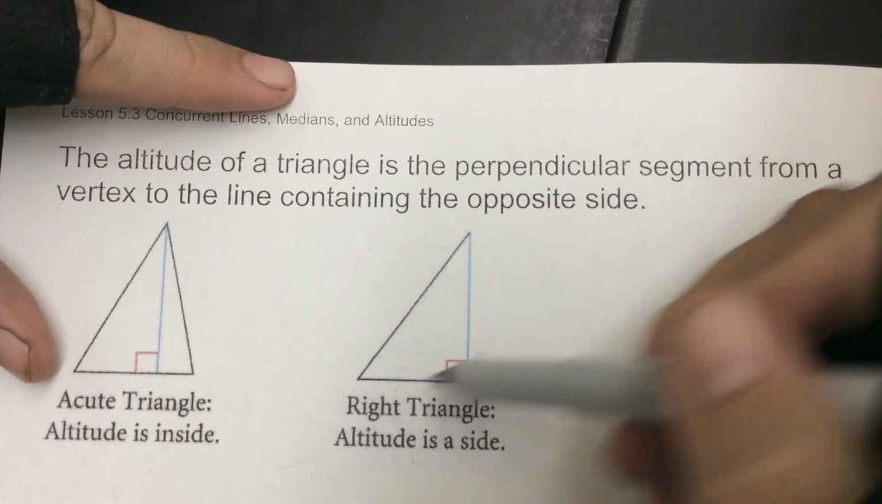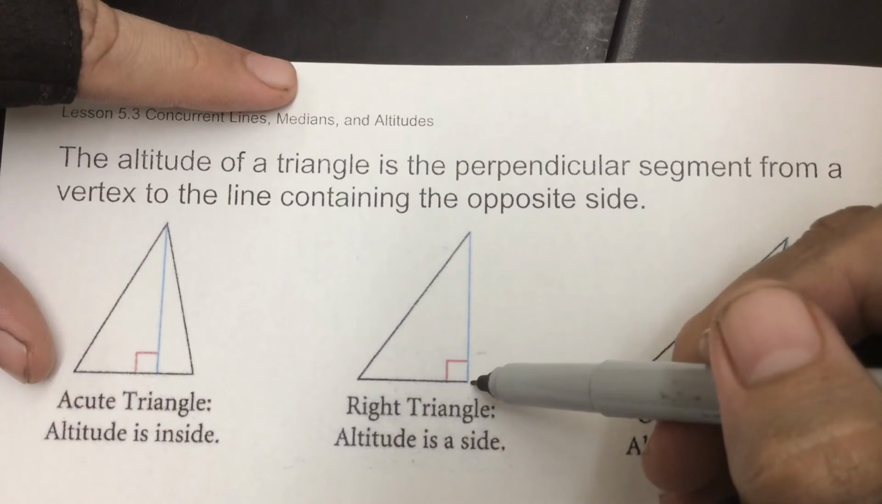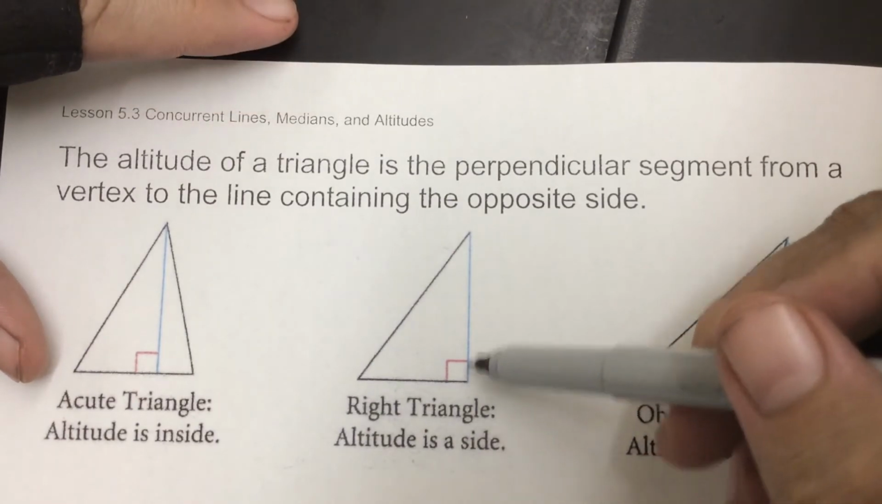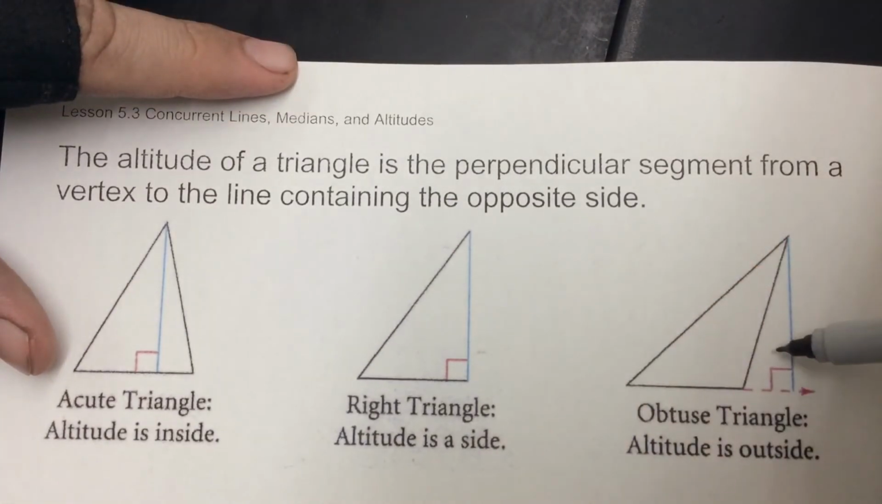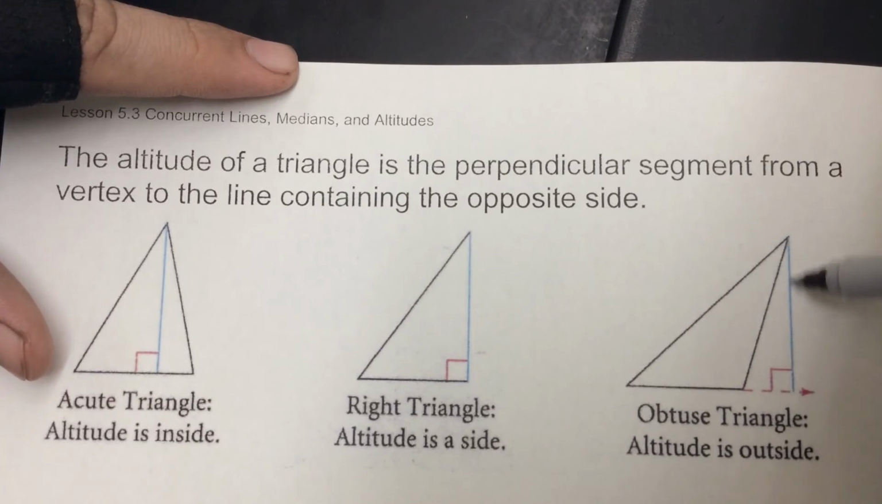So here it could be this side. If we were doing the altitude from this side, we'd be that side. But it's going to be a side if it's an altitude on a right triangle. Now, an obtuse triangle, it's going to be on the outside.